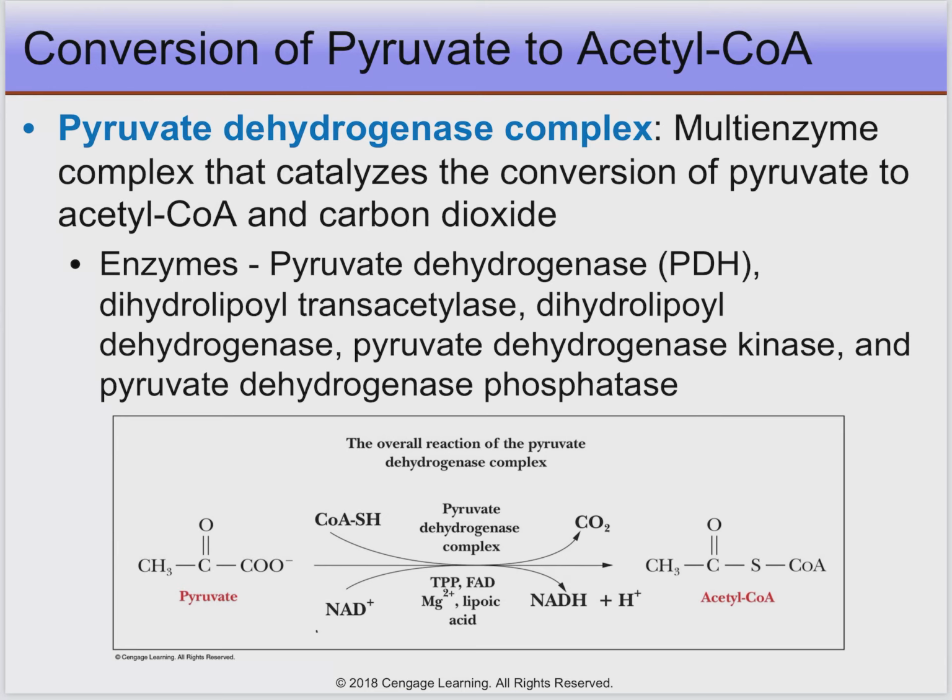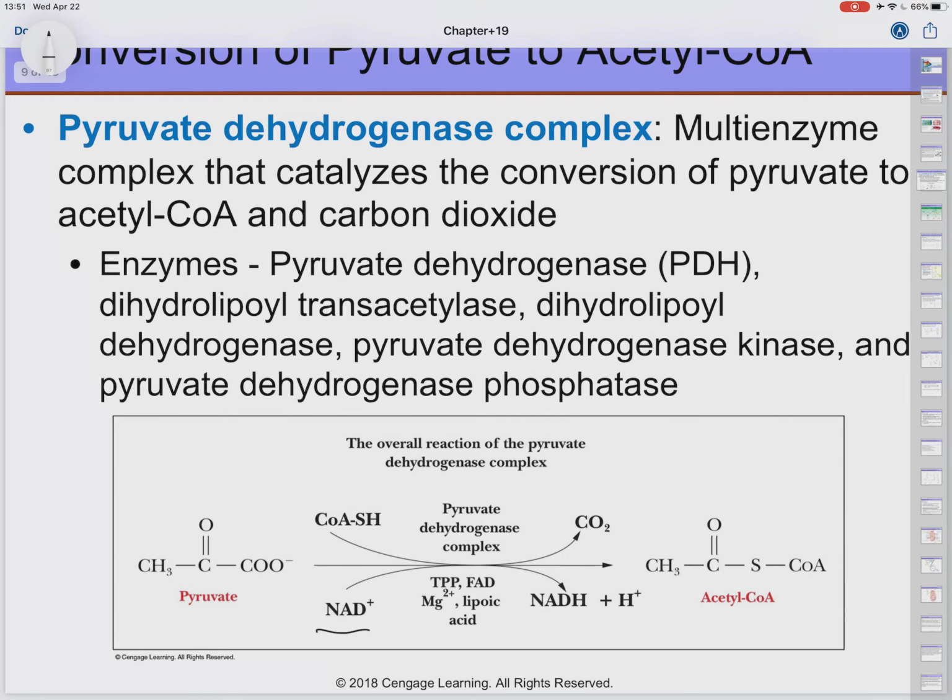This is a big multi-enzyme complex. I think there's 5 enzymes altogether. 3 do one job, 2 do another. The different things that have to happen here is we need to first convert pyruvate into an acetyl group, which involves decarboxylation, so the removal of a CO2. There's also an oxidation that happens, and a reduction. NAD gets reduced into NADH, so one of our electron carriers.